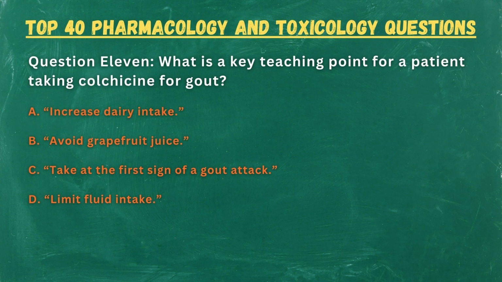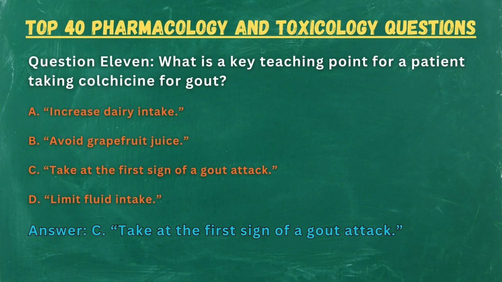Question 11. What is a key teaching point for a patient taking colchicine for gout? A. Increase dairy intake. B. Avoid grapefruit juice. C. Take at the first sign of a gout attack. D. Limit fluid intake. Answer: C. Take at the first sign of a gout attack.